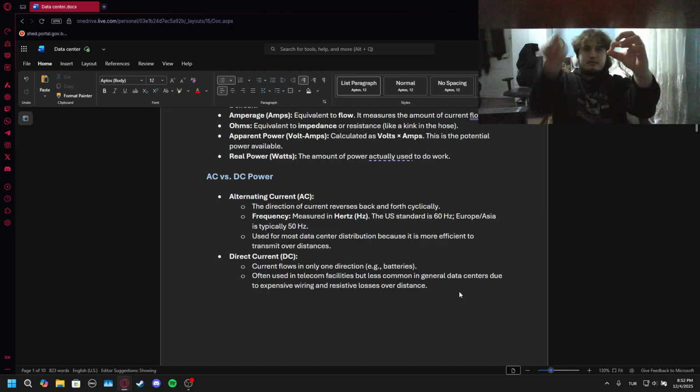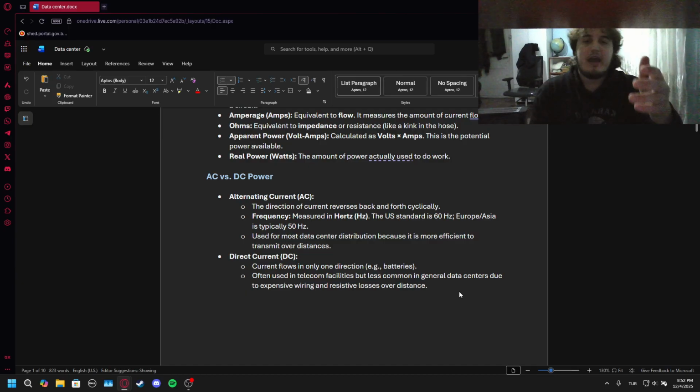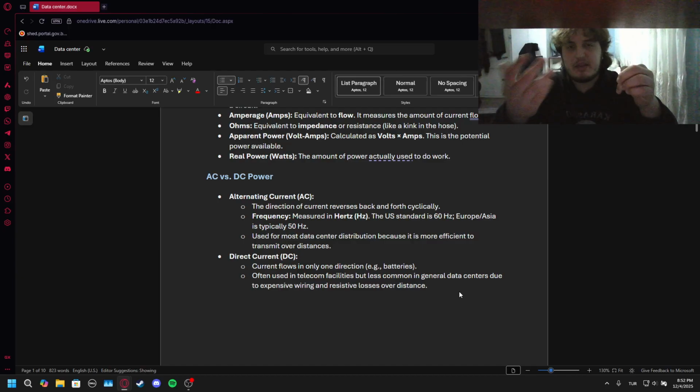It comes back, right? It's in motion. But in an alternating current, this is obviously happening 50 times per second. That's what hertz means. That's how it works. Hertz is how fast it's moving. Basically, that's how we explain it.